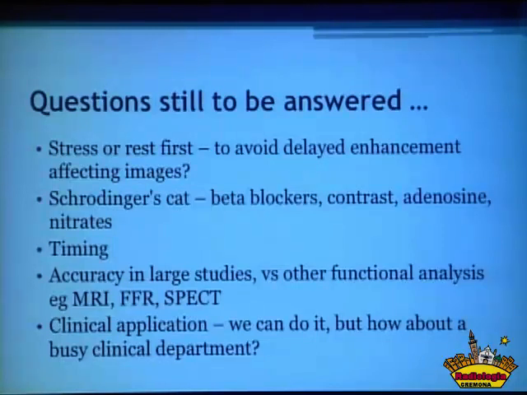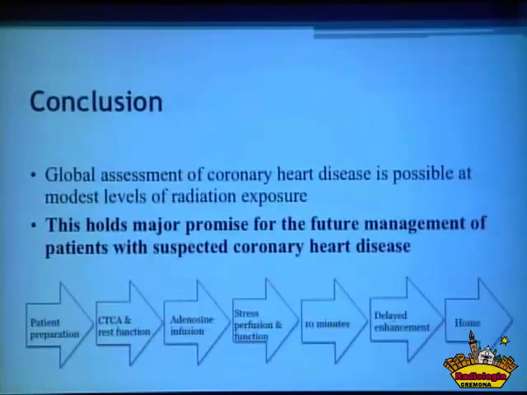Next is the accuracy in larger studies and versus other functional analysis. We've got a few studies looking at MRI, FFR, SPECT, and the Core 320 study will be coming out very soon. Next is the clinical application. We can do it very well in 30 minutes in our setup, but it's how to extrapolate that to a busy clinical department. So in conclusion, global assessment of coronary heart disease is possible at modest levels of radiation dose with this CT technique. And this does hold major promise for the future management of patients with suspected coronary heart disease.